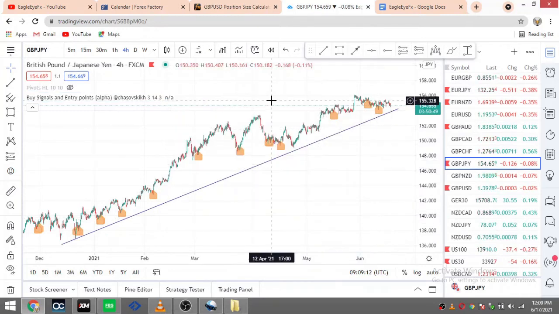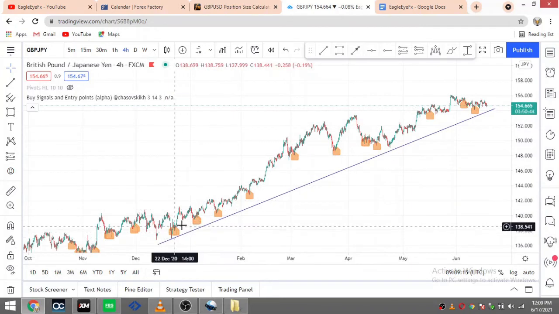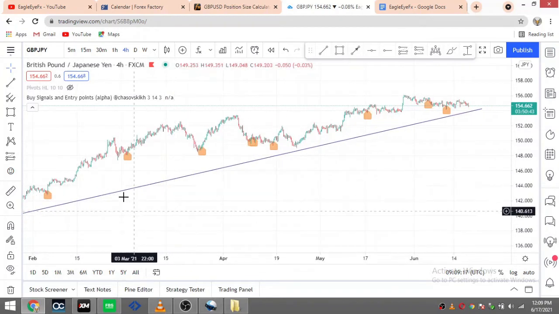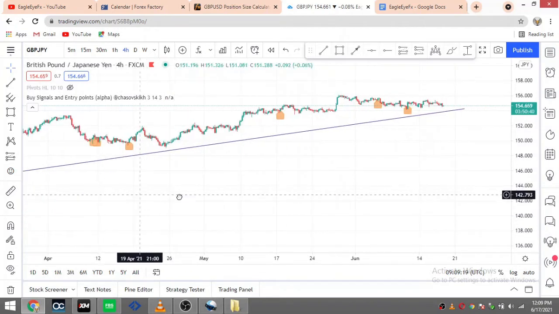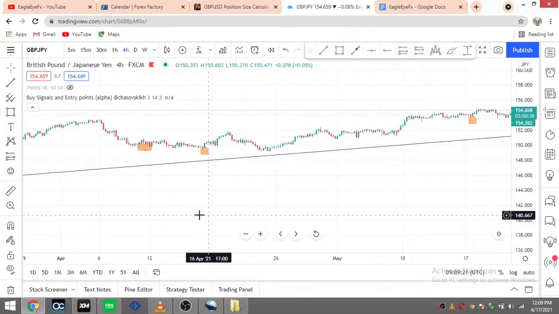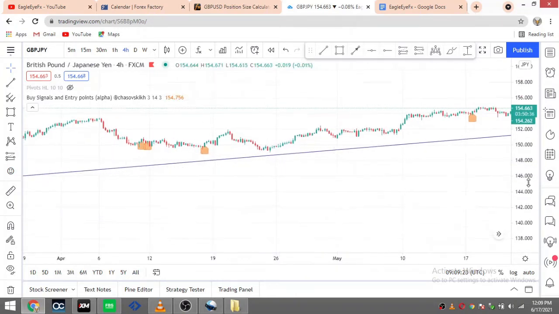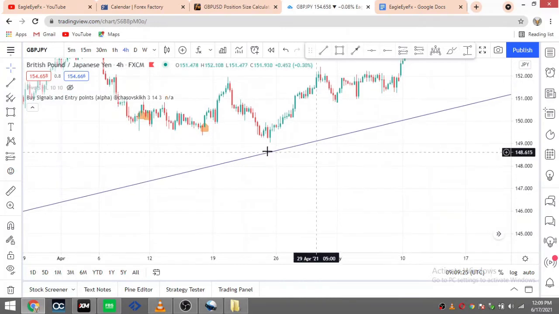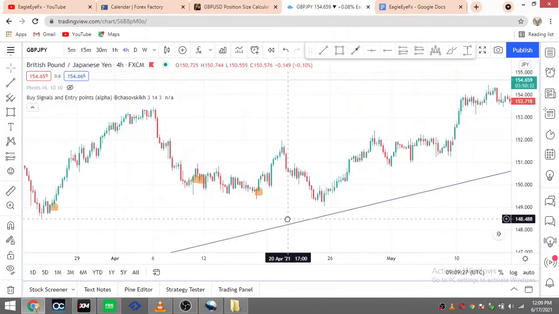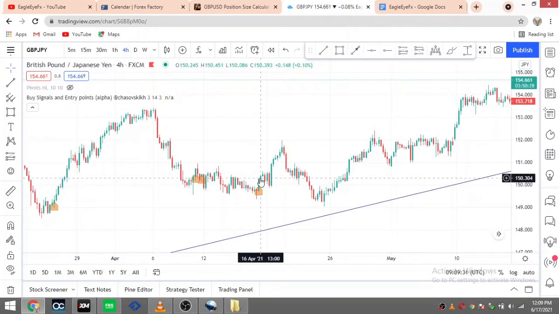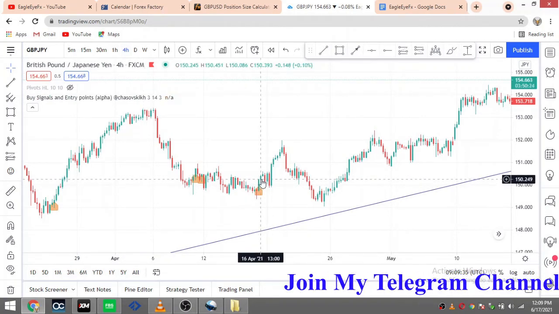So what is going to happen on this strategy is that anytime this orange thing appears, then we are going to buy. We are going to place a buy, a long position. Remember, we are on the 4-hour time frame, so at the close of the candle, we are going to place our buy there. We are going to open our buy position.